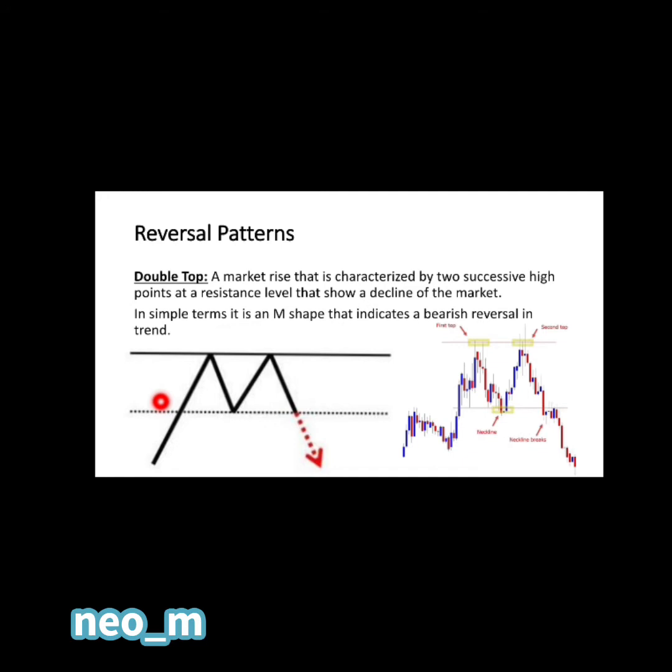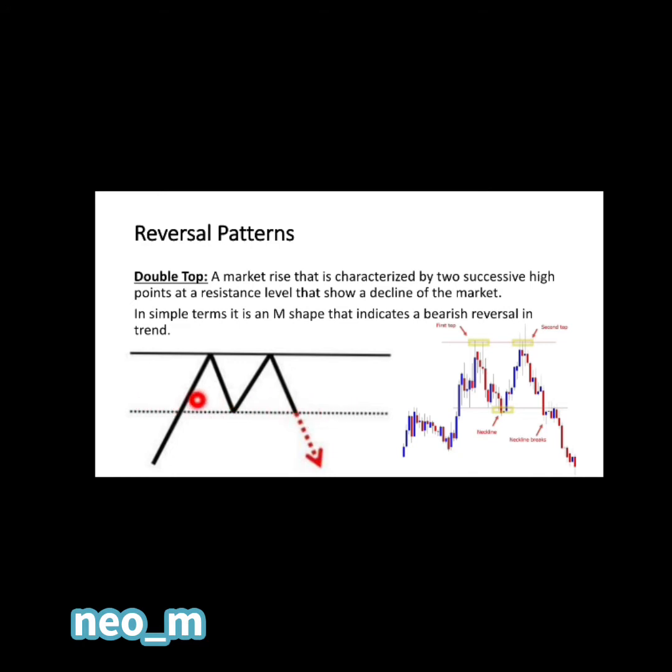Now, what is a double top? A double top is a market rise that is characterized by two successive high points at a resistance level that show a decline of the market. In simple terms, it is an M shape that indicates a bearish reversal in a trend. A lot of people actually get confused when it comes to a double top, guys. A double top is actually like an M formation, right?